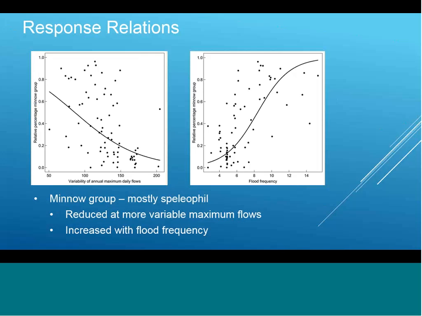This is the response of the Minnow group. Most of them have a very similar reproductive strategy, and they were related to 2 of the flow metrics. They were reduced at more variable flows, but they increased with flood frequencies. This group is interesting because it included the red shiner, which was ubiquitous across many of our samples and actually made up a large proportion of the community. It's suggesting that even a reduction in flood frequencies affects species that are very common. The next slide, please.